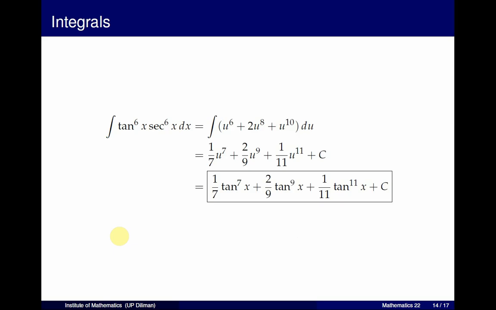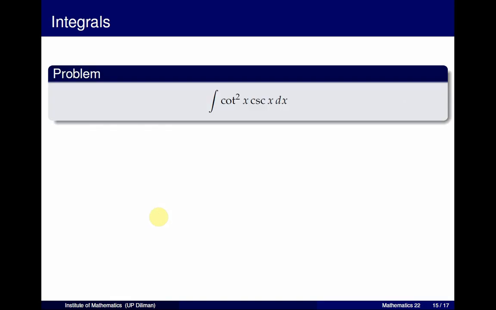So let us pause a bit before going to the next problem. Let's go to our final integral, the integral of cotangent squared x cosecant x dx. So this is the hardest case actually. The case where you have even power of cotangent times odd power of cosecant, or even power of tangent times odd power of secant. So what do we do here?